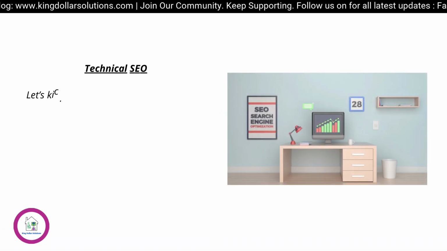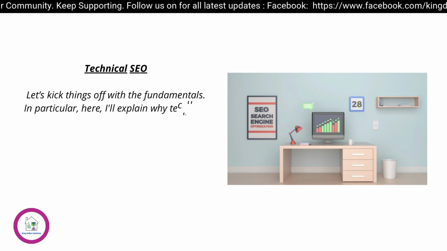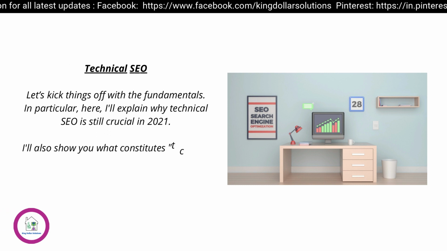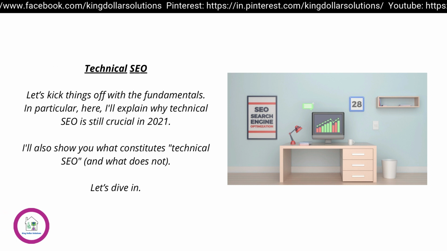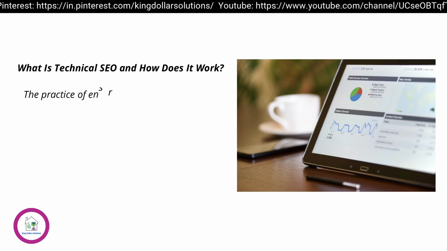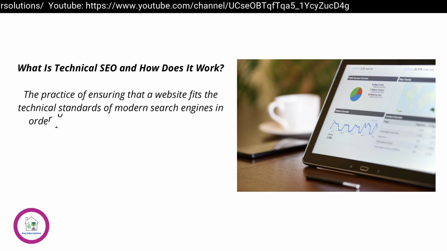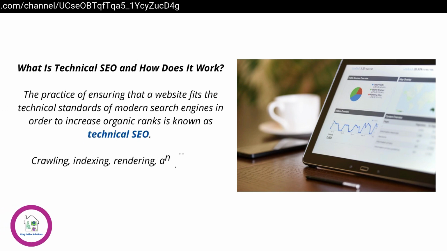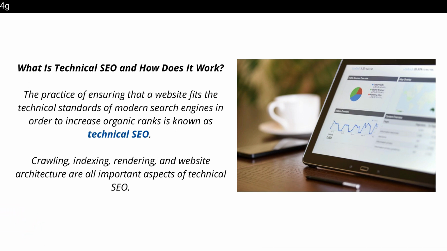Technical SEO. Let's kick things off with the fundamentals. In particular, here, I'll explain why technical SEO is still crucial in 2021. I'll also show you what constitutes technical SEO and what does not. Let's dive in. What is technical SEO and how does it work? The practice of ensuring that a website fits the technical standards of modern search engines in order to increase organic ranks is known as technical SEO. Crawling, indexing, rendering, and website architecture are all important aspects of technical SEO.